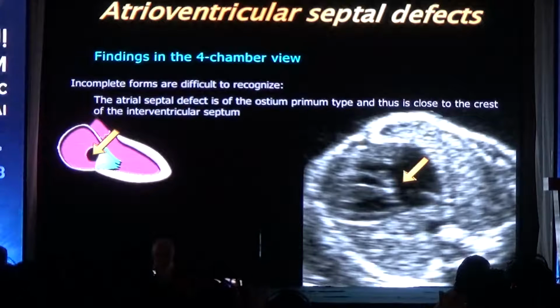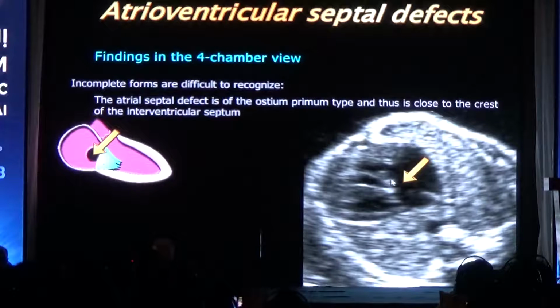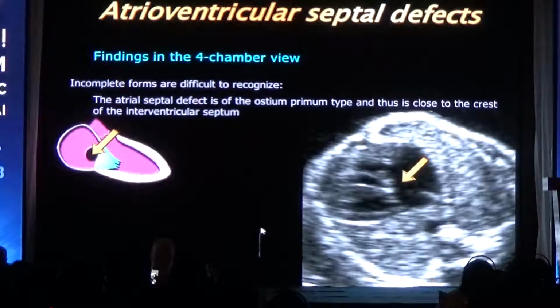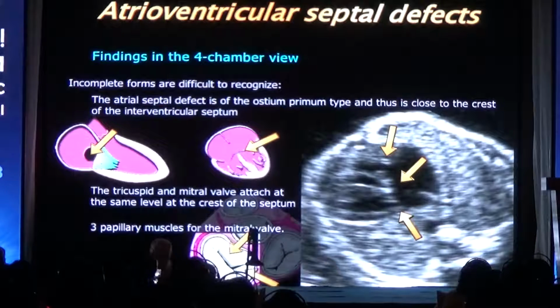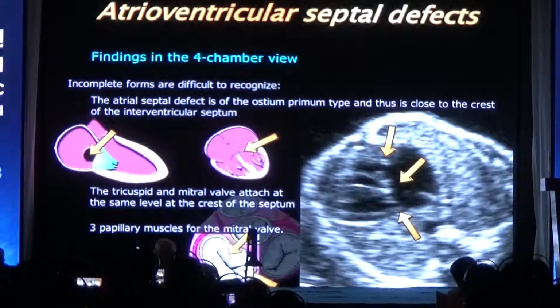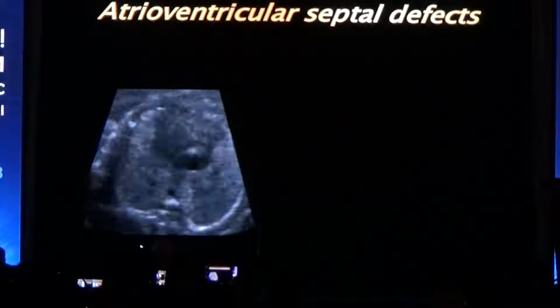In the four-chamber view, the incomplete form is a bit more difficult to recognize, because if you don't pay attention to the position of the tricuspid and the mitral valve, you're missing the big criteria. So that is the important thing to recognize, that the two AV valves are attached at the same level instead of having an offset between the two. Now, if you're really good and you have a baby that is very cooperating, you can see the cleft of the mitral valve, but I have never seen an example of that.